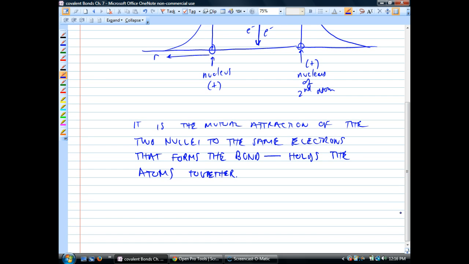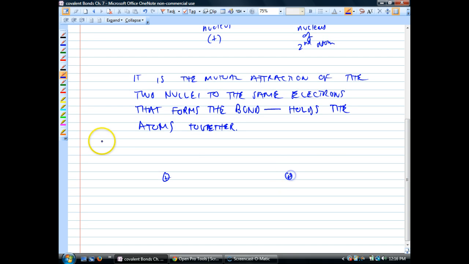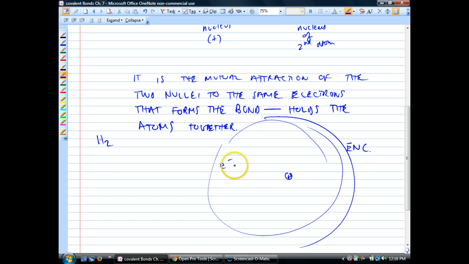Now, there's other ways we can look at bonds too. So let's look at it this way. Here's our two protons, and again we're focusing on H2 here, and here's the two electrons. Now, let's look at it from the perspective of effective nuclear charge. If you've got just a single hydrogen atom with its lone electron, this electron is experiencing the force of +1 from the nucleus in full, because there's no electrons to shield it, right?